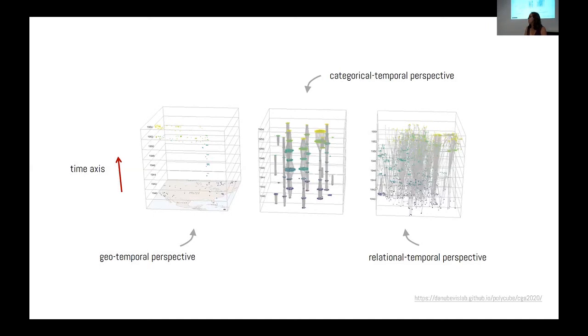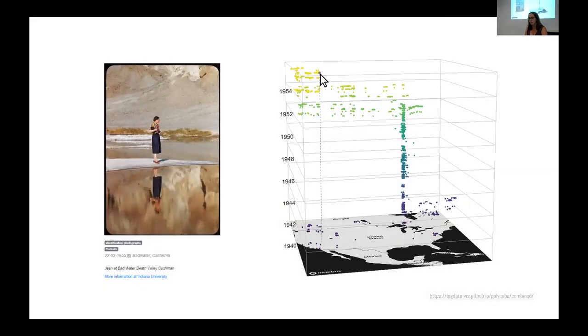And as we say, we put that into three perspectives. So we had a geotemporal perspective, a categorical temporal perspective, and also a relational temporal perspective. When you look at the geocodes, you can see here the space-time cube, where each of these dots is one of his pictures. And you can see here a very stable period.